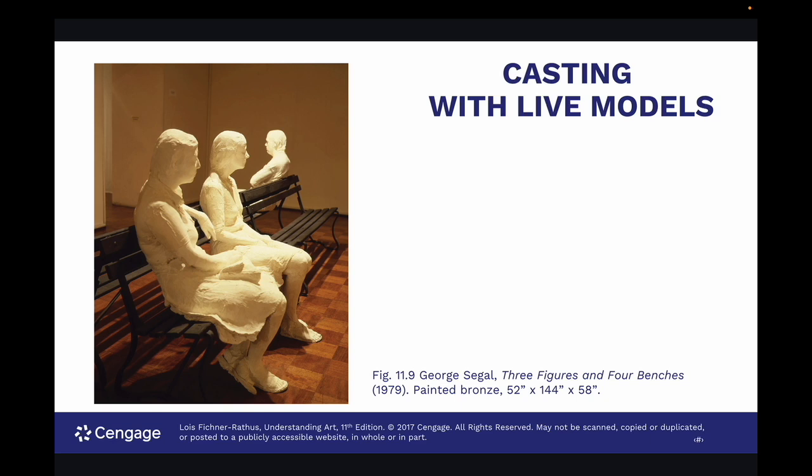So it's kind of interesting, because the plaster probably doesn't have quite the amount of durability that bronze does. So while he used plaster in order to get a very realistic, lifelike sculpture, because he was using actual humans, then to make it last longer, he had those cast into bronze.